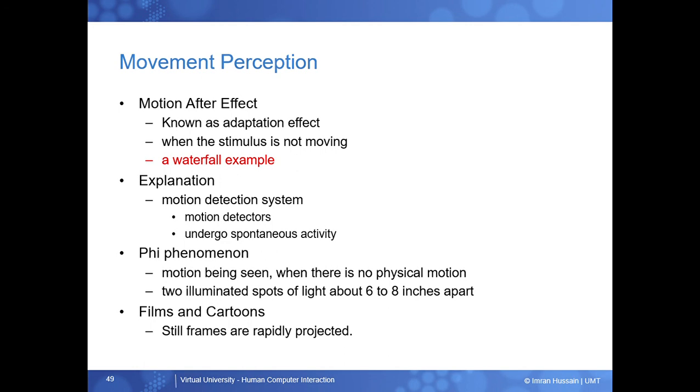So for the phi phenomenon, so motion being seen where there is no physical motion, so two illuminated spots of light around 6 to 8 inches apart. So like the phi phenomenon, yung bumbilya, the flickering of the lights, ganyan. Wala namang motion yun, pero parang you see, ayun.